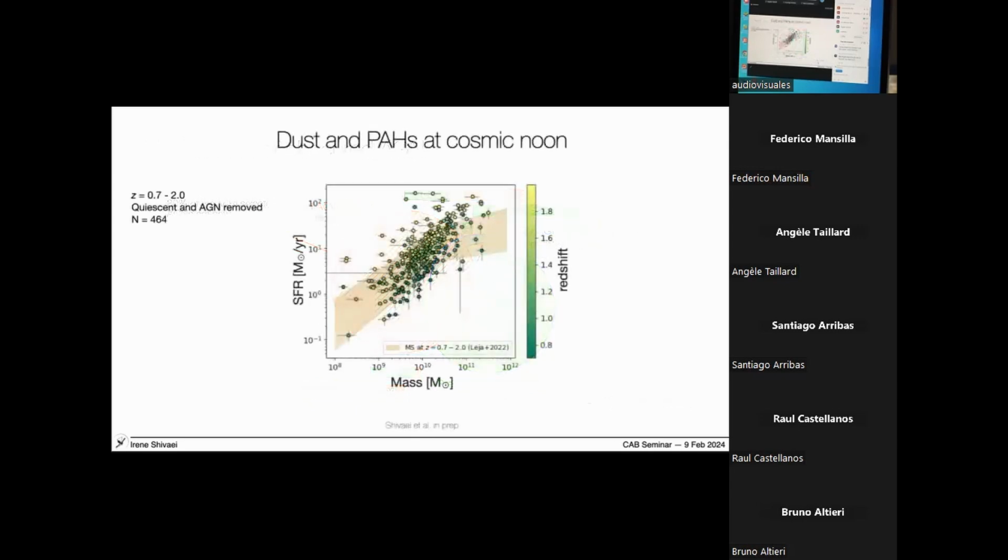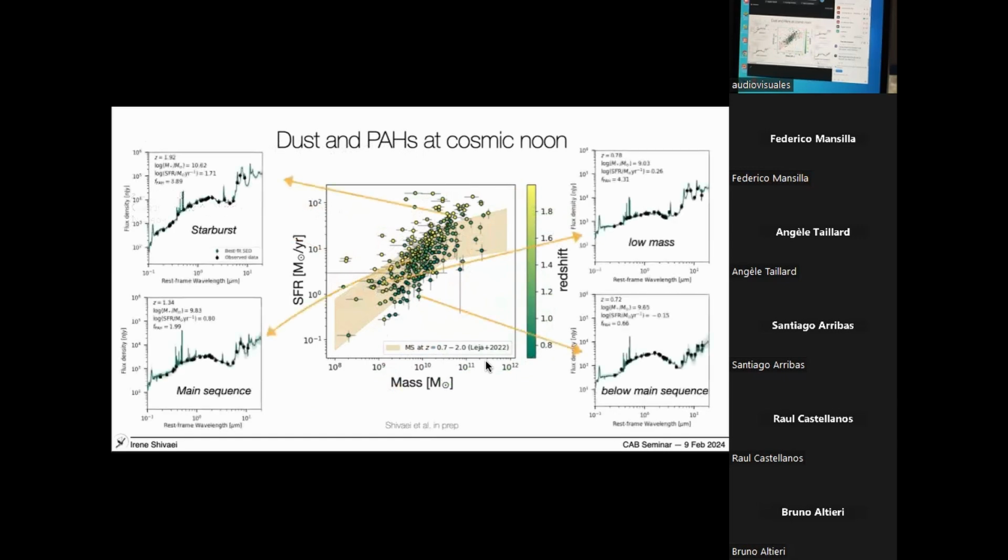My research focuses on star-forming galaxies. So I removed all of those AGN, and I look at the star-forming galaxies, which I'm showing their population here in the star formation rate versus stellar mass diagram. So again, to just give you a sense of the data we have, I'm showing examples of SED for a starburst galaxy, so above the main sequence, for a galaxy below the main sequence, a very low mass galaxy, and a typical main sequence galaxy.